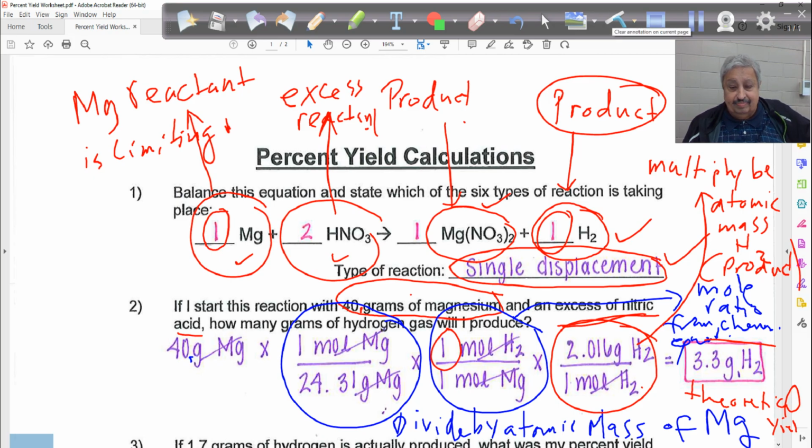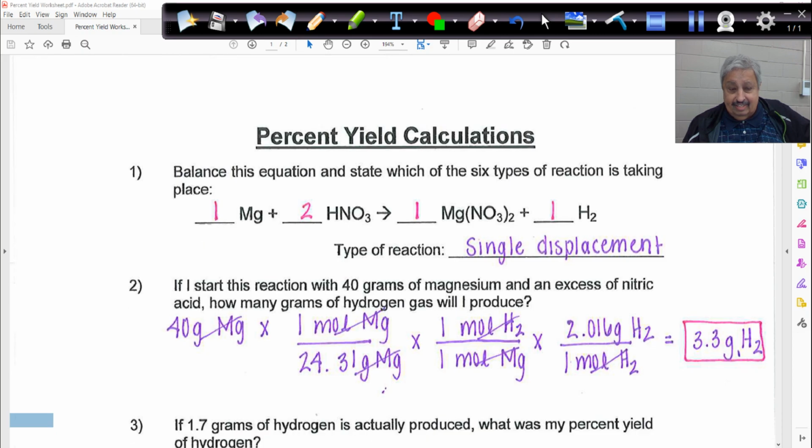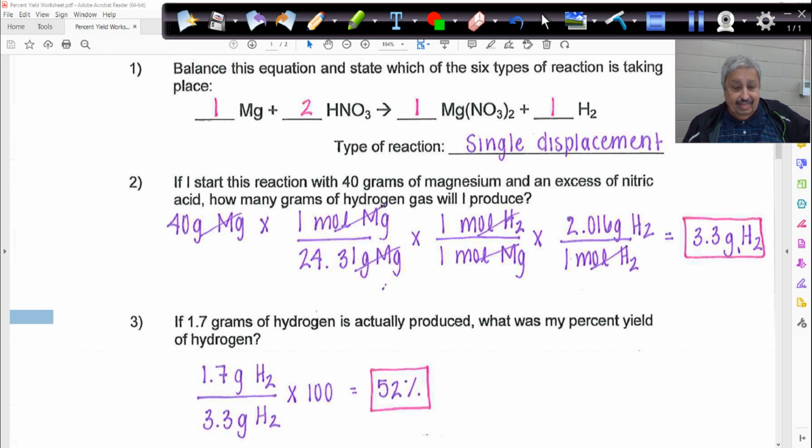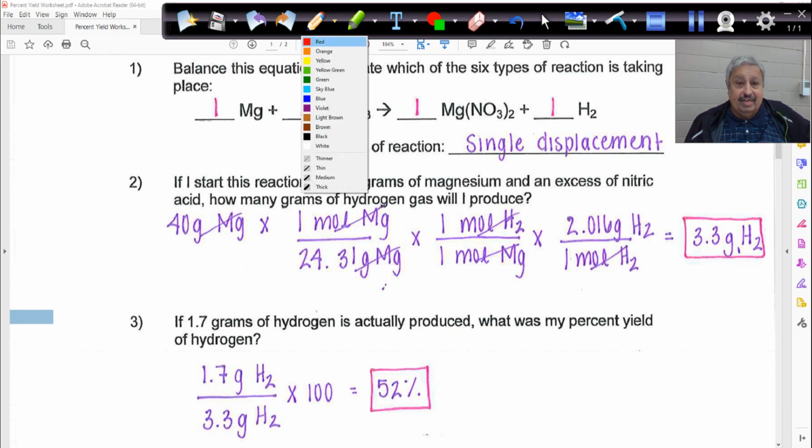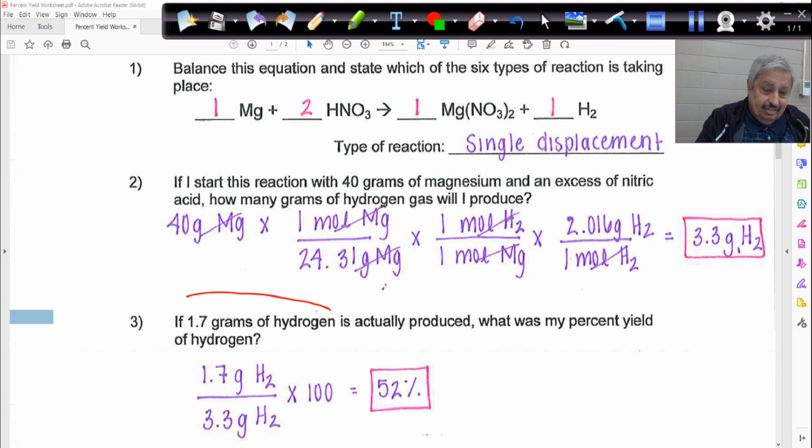So, can I take this one out? Everybody has it? Now, the third step is they give you now, after the experiment is done, this value here.